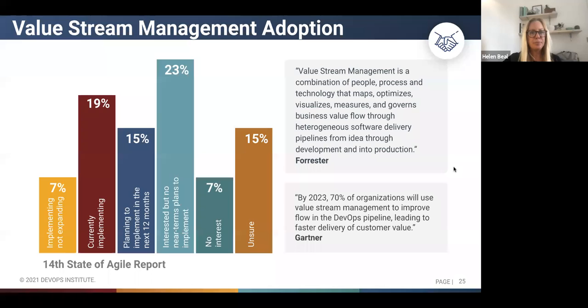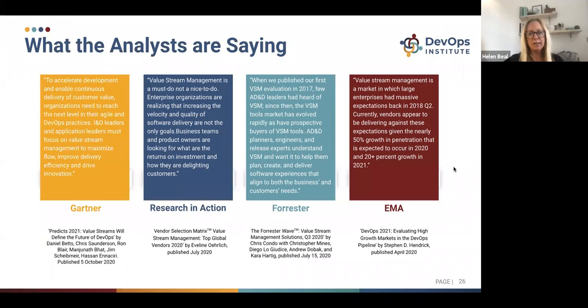So other things the analysts are saying, as I said, we saw a lot of reports coming out in 2020. Gartner are recommending that people focus on value stream management to maximize flow and improve delivery efficiency and drive innovation. Research in Action, value stream management is a must do, not a nice to do. So it's not optional. Forrester Wave have been surprised at how quickly it's been growing for them and their research. And again, EMA talking about that anticipated growth coming right now.